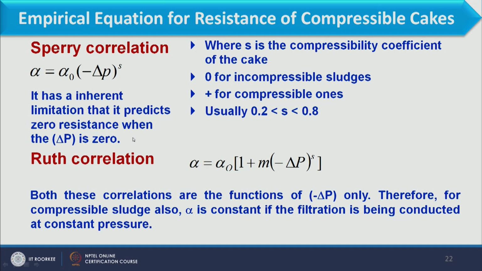Now to overcome this limitation, Ruth proposed a correlation, that is alpha should be equal to alpha naught times (1 plus m delta p) to the power s. So both these correlations are functions of delta p. When we consider Sperry as well as Ruth, both are functions of delta p only. Therefore, even for compressible sludge alpha is constant if filtration is being conducted at constant pressure. So you see, when we consider constant rate filtration, that cannot be accounted for by these equations. So these are the limitations of these.